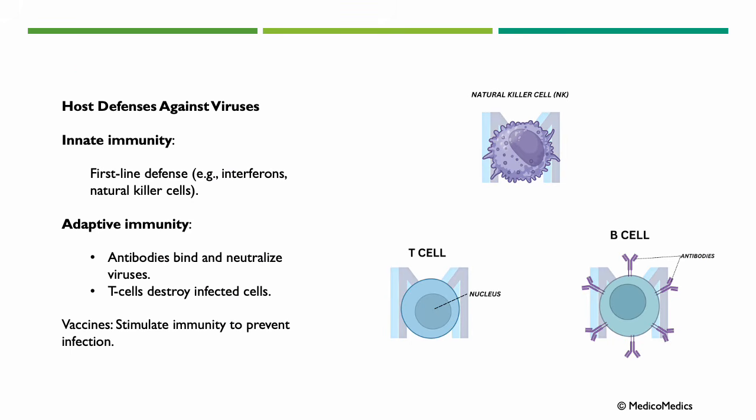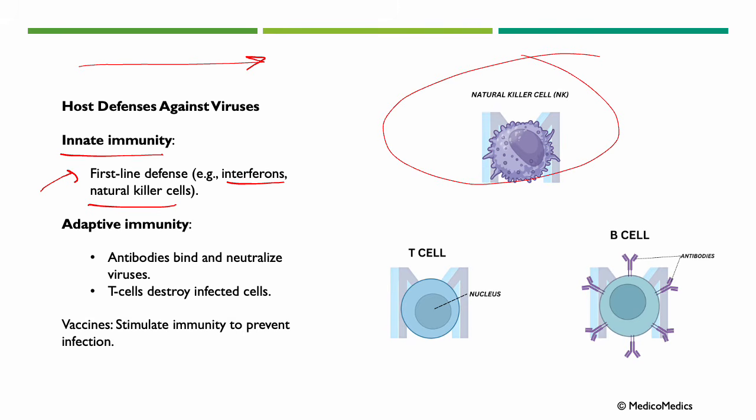Now, naturally, throughout evolution, our body has developed different ways to combat and defend against bacteria, against viruses, etc. So we have our innate immunity helping us against viruses. The first line of defense, for example, interferons and natural killer cells. When these fail, we have our adaptive immunity, whereby we have our antibodies that bind and neutralize viruses. And then we have T cells that help destroy infected cells. We use vaccines, of course, to stimulate immunity to prevent infection.